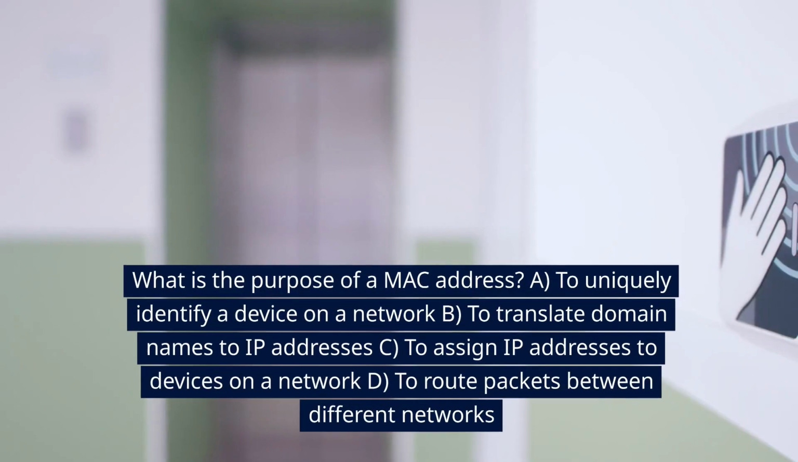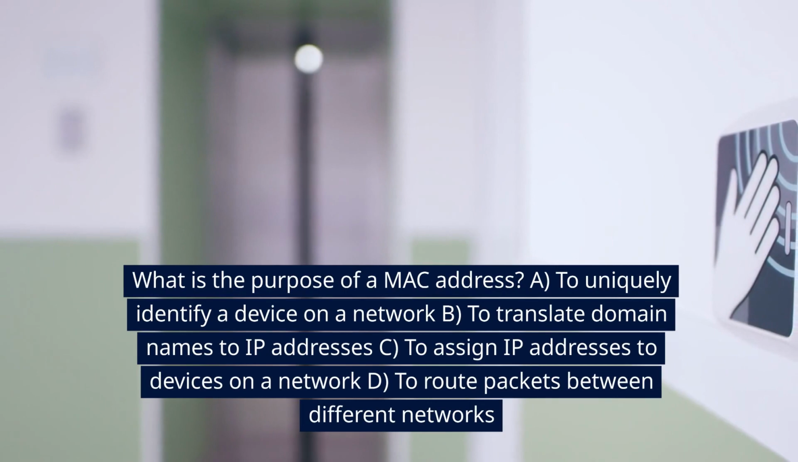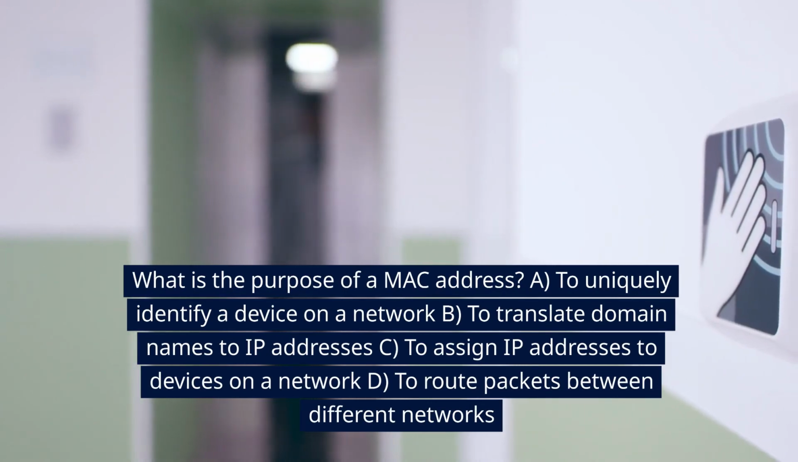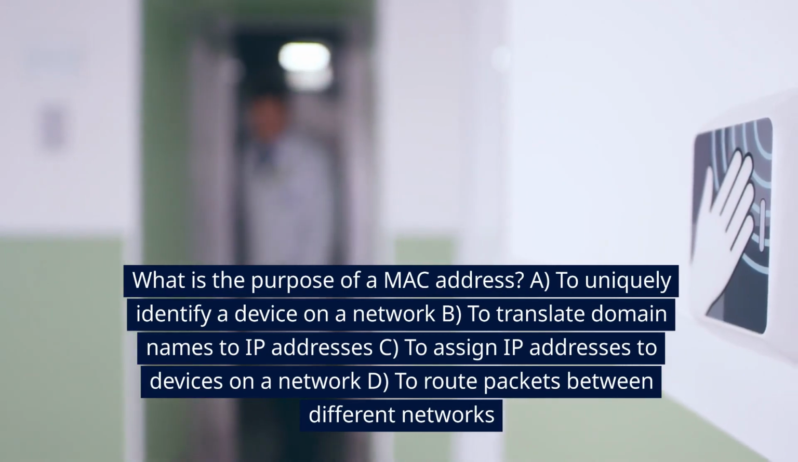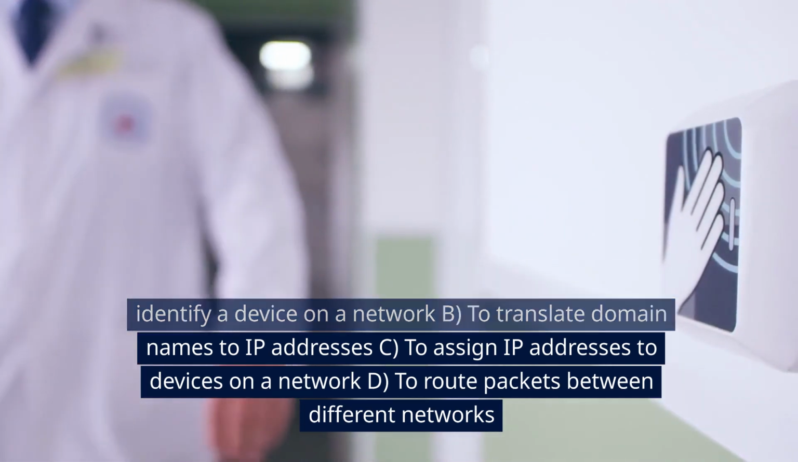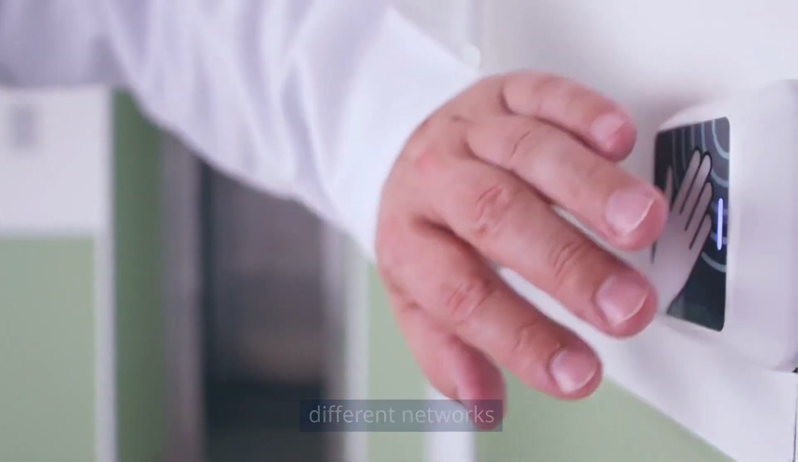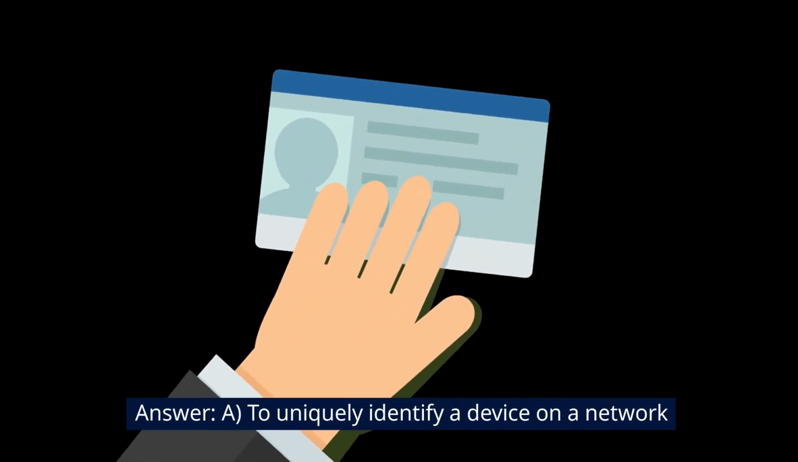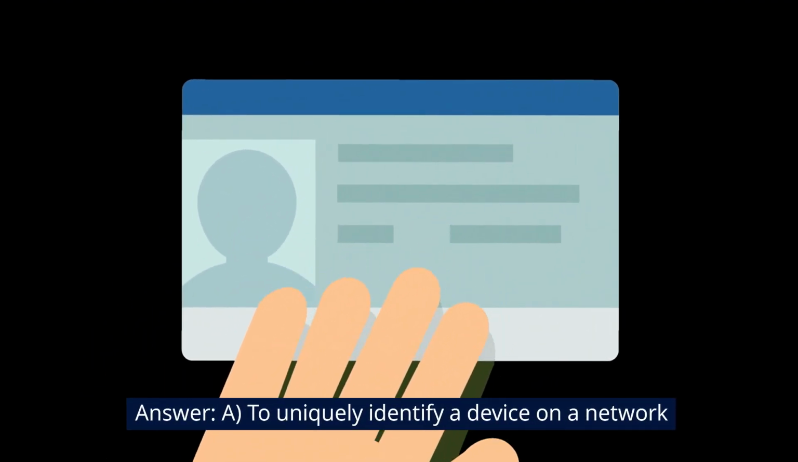What is the purpose of a MAC address? A. To uniquely identify a device on a network. B. To translate domain names to IP addresses. C. To assign IP addresses to devices on a network. D. To route packets between different networks. Answer: A. To uniquely identify a device on a network.